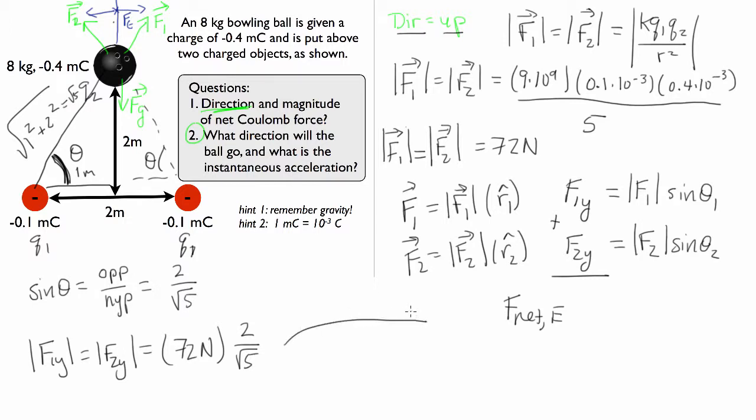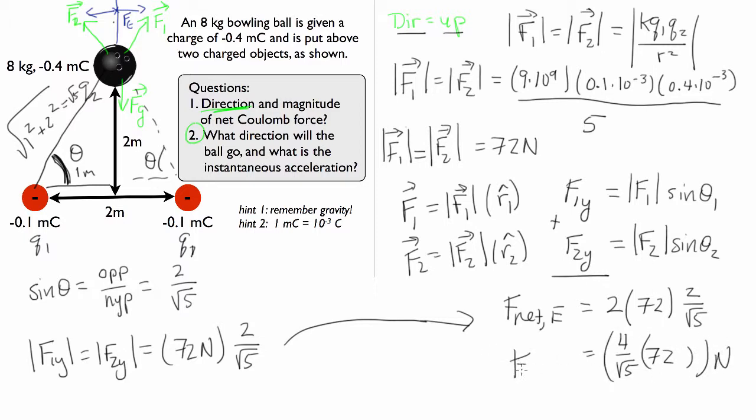And so that tells us that the net electric force is equal to twice that, because both of them contribute in the y direction. So 2 times 72 times 2 over root 5, which I believe is going to be 4 over root 5 times 72. And that'll be in newtons. So that'll be our net electric force, and we already know the direction. It is upward. So what we're left with is answering question 2.